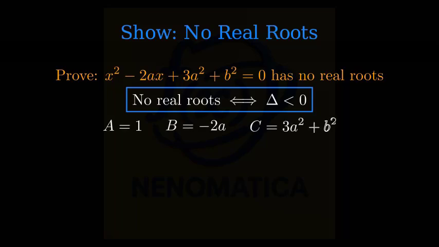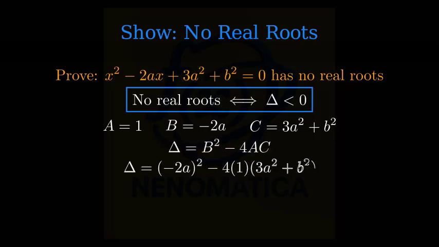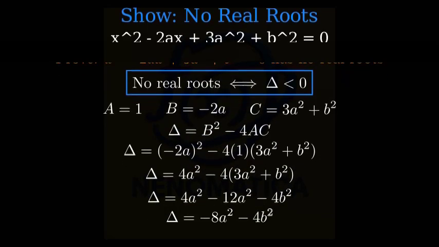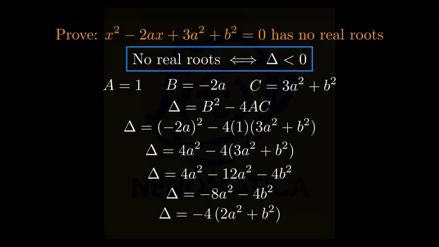A quadratic ax² + bx + c = 0 has no real roots if and only if its discriminant delta is less than 0. Here a equals 1, b equals −2a, and c equals 3a² + b². We compute delta equals b² − 4ac. Substitute b = −2a, a = 1, and c = 3a² + b². Then expand and simplify carefully.